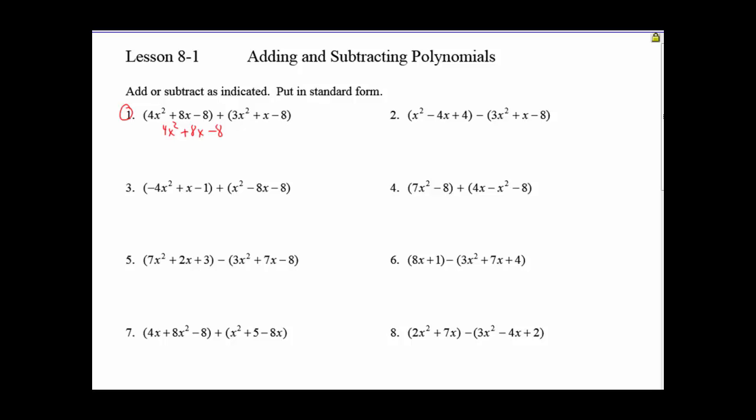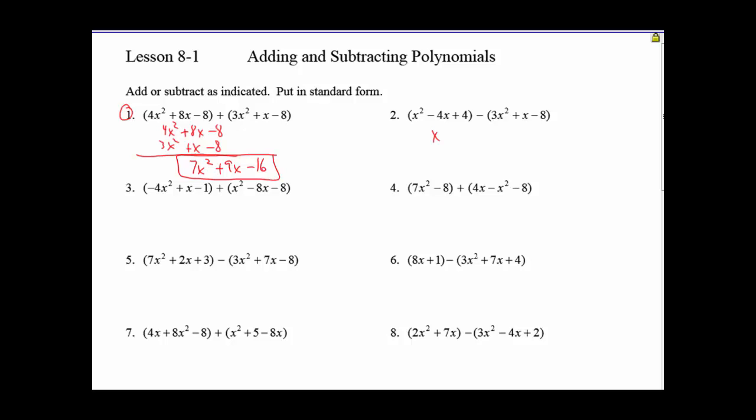We're going to add, bring down the 3x squared. We're going to put the plus x and the minus 8. Draw our line, add straight down. You get 7x squared plus 9x minus 16. And that's in standard form. Okay, just checking. It is a quadratic trinomial, second degree.